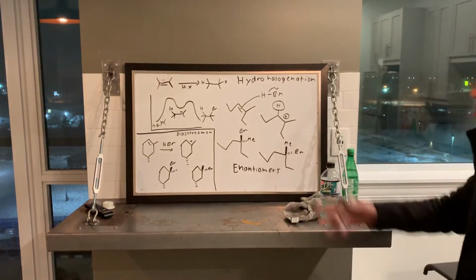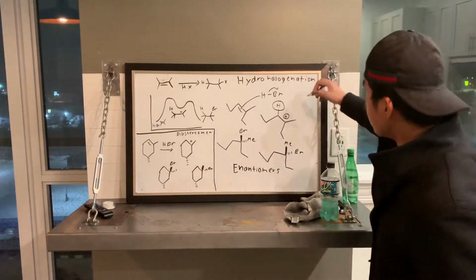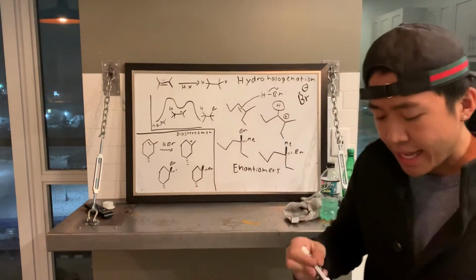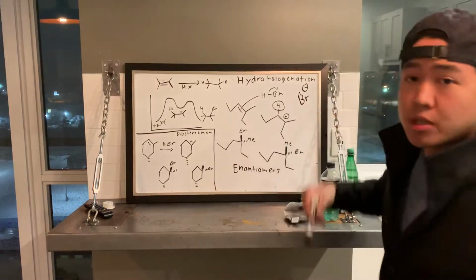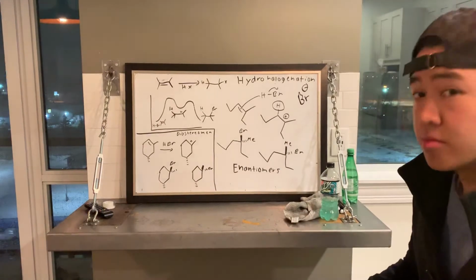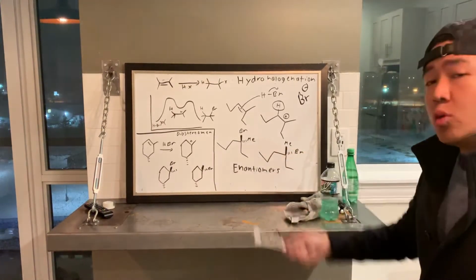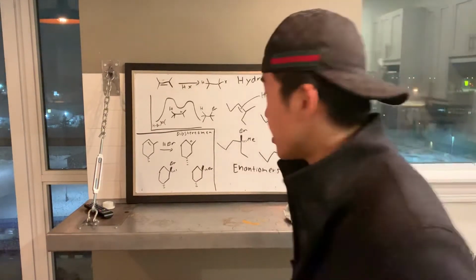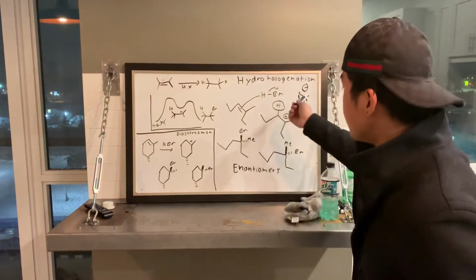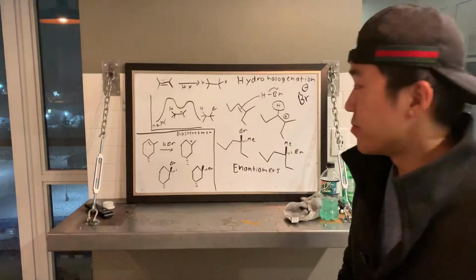So what happens is that my Br minus that's hanging out in the solution can go ahead and attack the top or bottom of that positive charge, which is why it could be wedge or dash. Since that's the only chiral center in my molecule, this is what we call enantiomers. Okay? So it attacks top and bottom, giving enantiomers.